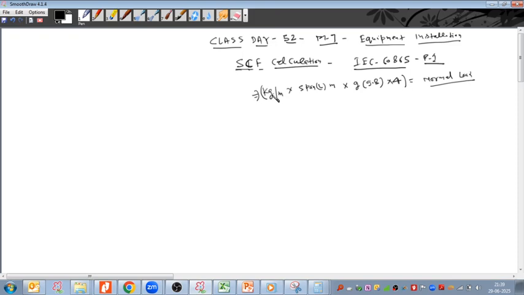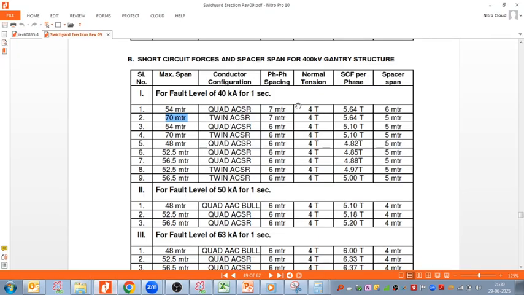In this table, what is mentioned as 4 tons would be the tension which is coming on the gantry structure, that tension. Not the conductor. Actually, sir, this tension is also applied by the conductor and then due to gravitational force on the gantry structure.